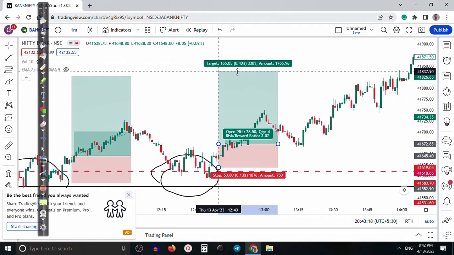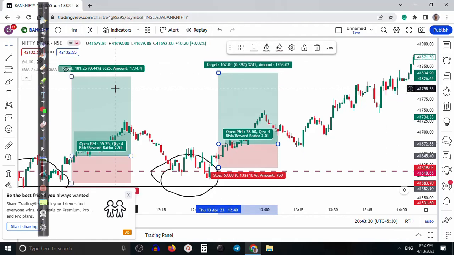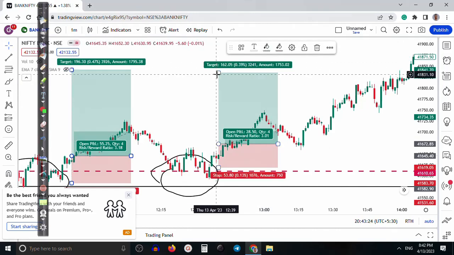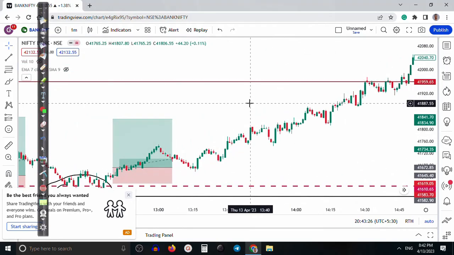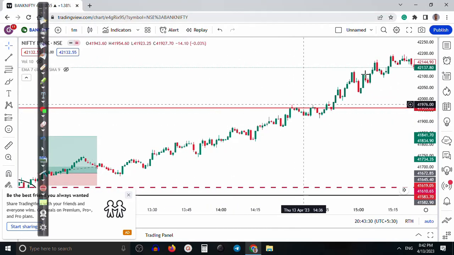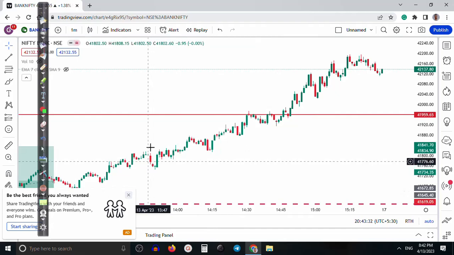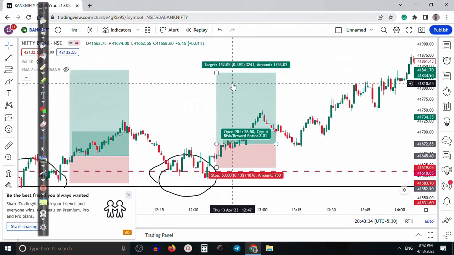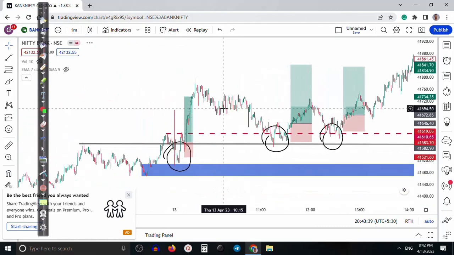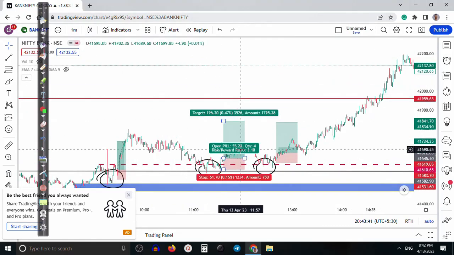Okay, my target was 1:3 here, and another target was 1:3 somewhere there, and it exactly hit my target and closed my position. Finally price goes up from this area, but I booked profit. So I took 3 trades. Let me show you. In that case, I took 3 trades, 1:3, 1:3.